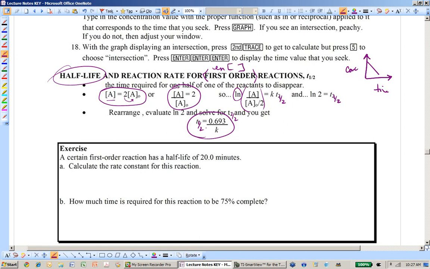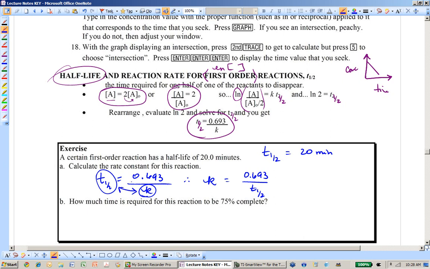A certain first order reaction has a half-life of 20 minutes. So you just told me T1/2 equals 20 minutes. Calculate the rate constant for this reaction. Well, if T1/2 equals the natural log of 2, 0.693 precisely, over k, then k is equal to 0.693 over T1/2. Mr. Thomas, 9th grade, taught me switcheroo. If you have a single thing over here and you want what's on the bottom, just switcheroo. Or you can do the 3 steps of algebra. It's up to you.